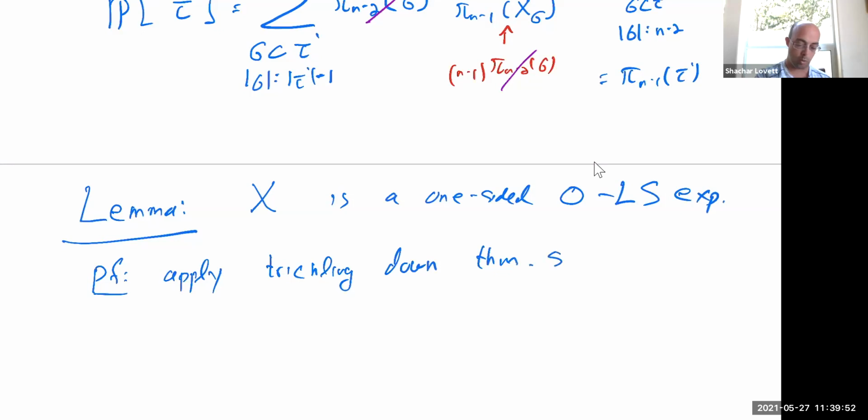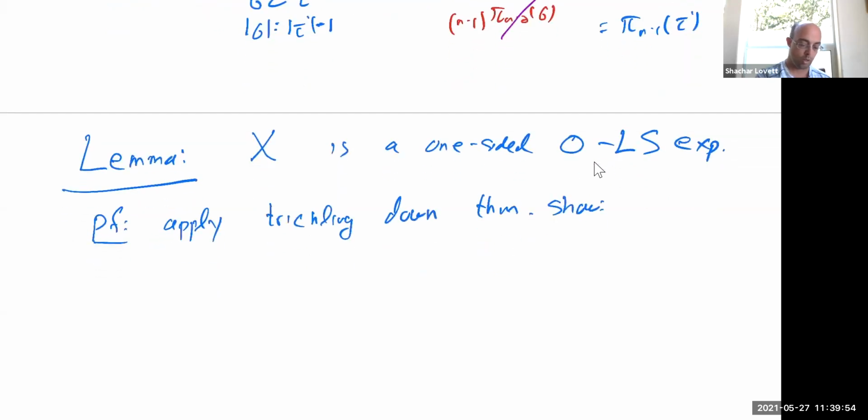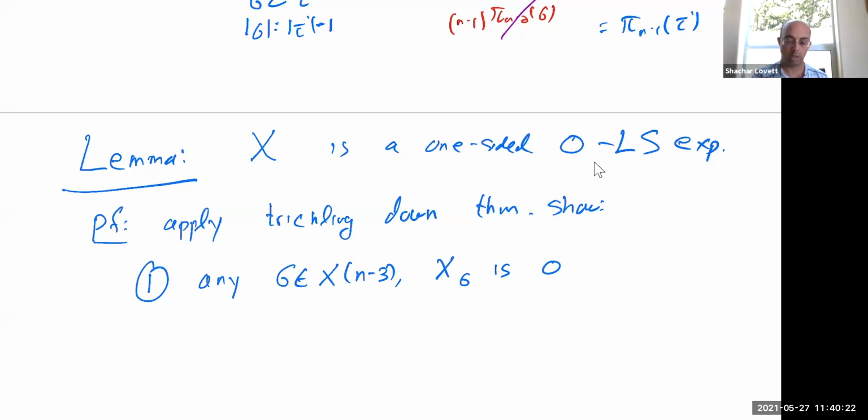So we need to show two things. Well, one is that if you look on faces of maximal level minus 2, then they're all zero local spectral expanders. So for any sigma in X n minus 3, X sigma is, draw this way, lambda 2 of X sigma is at most 0. Then this is a graph now.